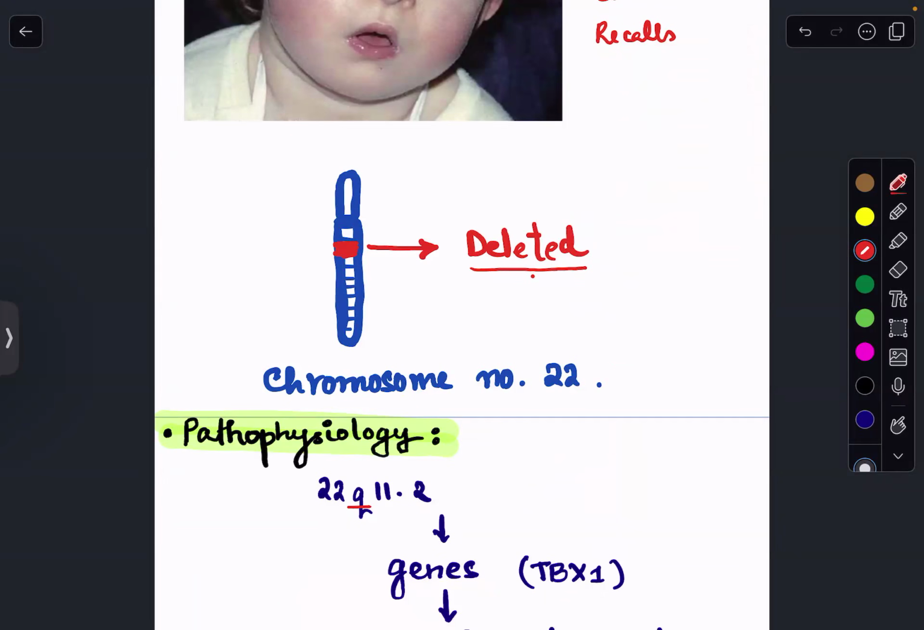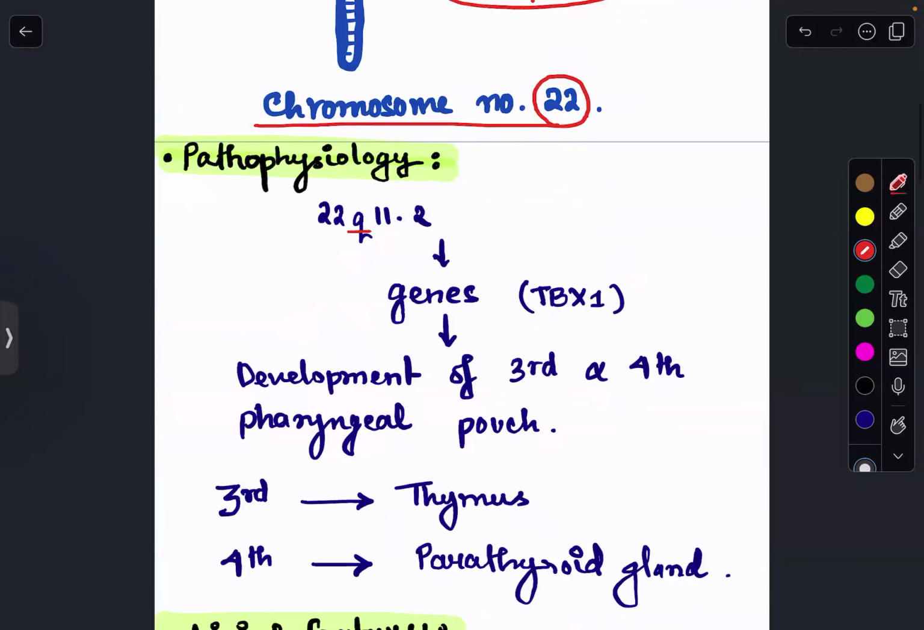What is this 22? So basically what happens in chromosome number 22, Q indicates the long arm of chromosome number 22. A portion of this particular chromosome will be deleted. Okay. So what happens when it is deleted? Each portion of the particular chromosome actually encodes for genes, and these genes encode for many proteins which help in expressing certain characteristics. So let us study now the pathophysiology.